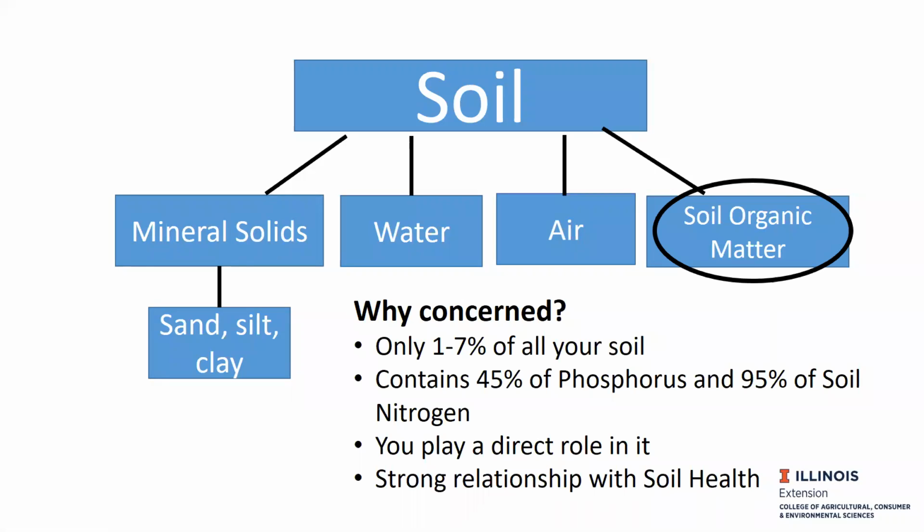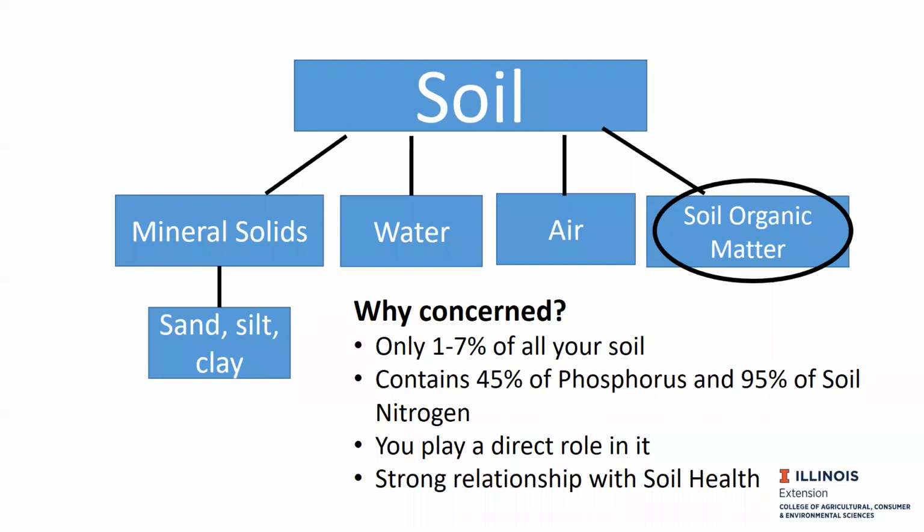When you get a soil test done, you get a measurement back that lists the soil organic matter. Usually what we see on a typical soil test is that it's about 1 to 7% of your overall soil. The issue, though, is that 45% of the soil phosphorus and 95% of the soil nitrogen is actually within this percentage. And sometimes I have soil tests that come across my desk that are 2 to 3%. Sometimes we see up to 5, 6%.